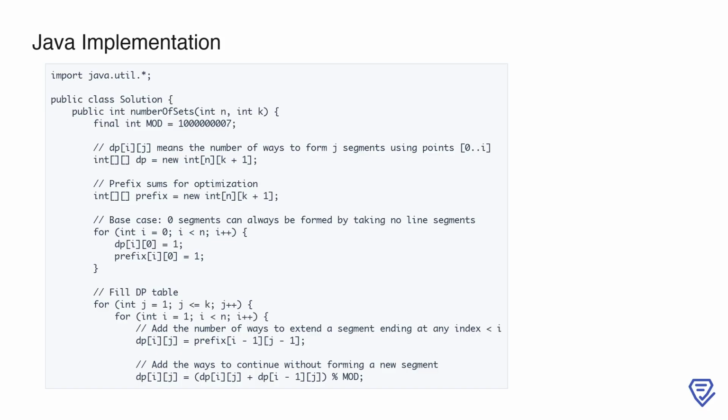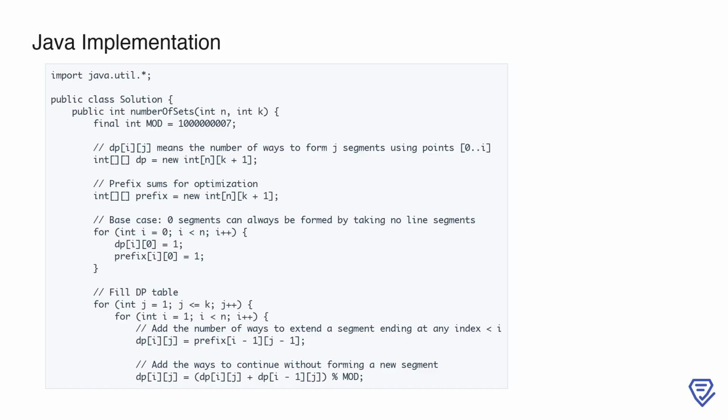The base case is simple. If we need to form 0 segments, there's exactly one way to do that, by not selecting any segments. So, we iterate through each point i and set dp[i][0] and prefix[i][0] to 1. With the base case set up, we move on to filling the dp table.